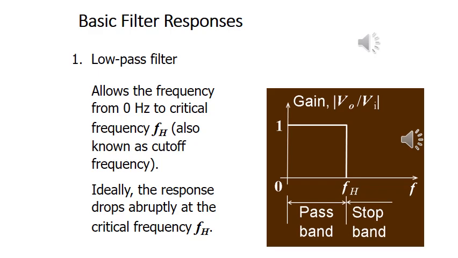The first type of filter that we are going to discuss is the low pass filter. A low pass filter, as the name suggests, is the filter that allows the lower side of the frequency to pass through it. The region starts from 0 Hz to the critical frequency, that is FH in the case of a low pass filter. 0 to FH is the pass band, and after FH to infinity is the stop band for the low pass filter.